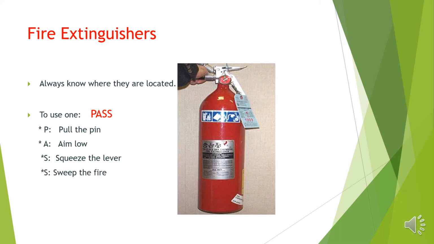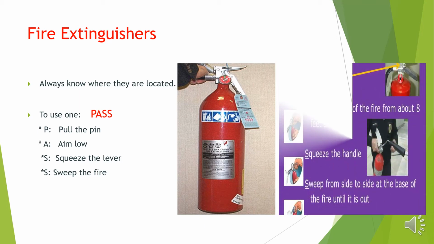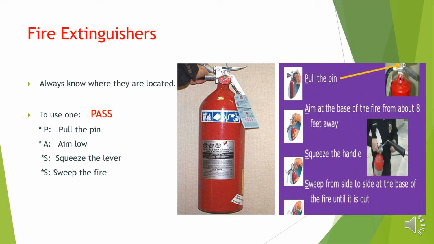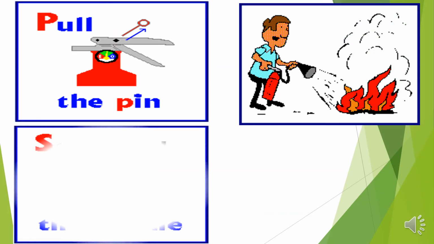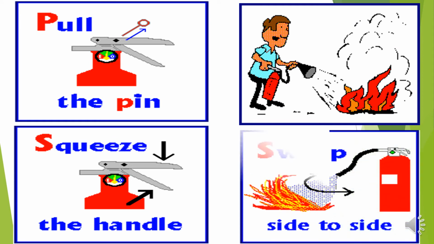This is a fire extinguisher, and you can see here the blue one is the pin. You have to remove it because of the safety. If you remove the pin, the fire extinguisher is ready to work. As we said, P for pulling the pin, A for aiming, S for squeeze, and S for sweep from one side to the other. Pull, aim, squeeze, and sweep.